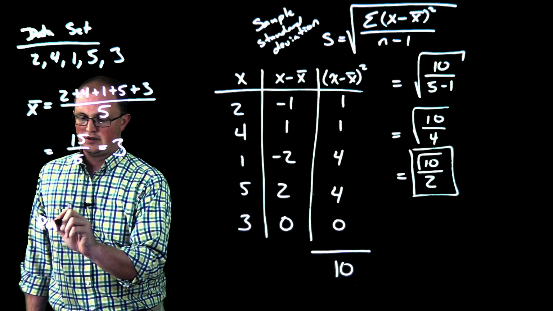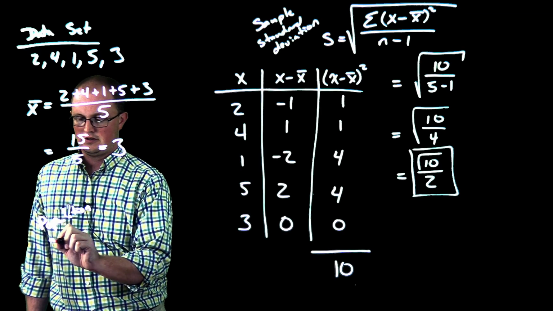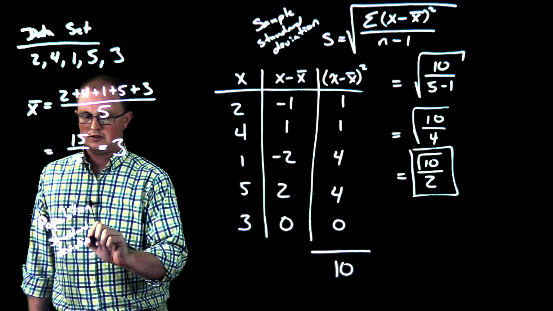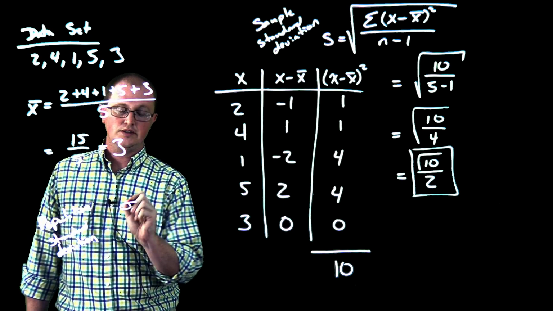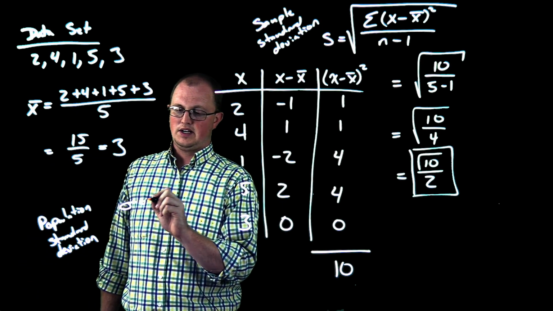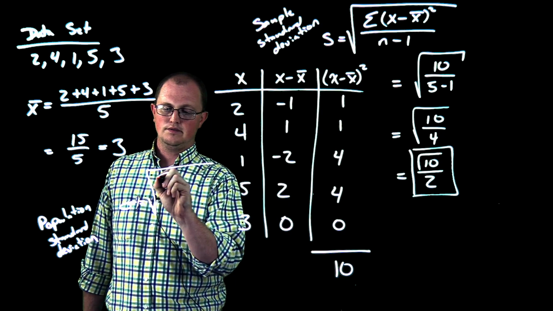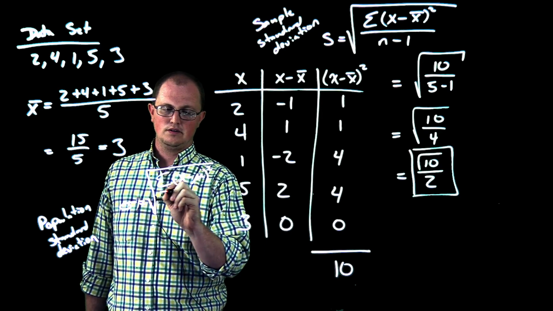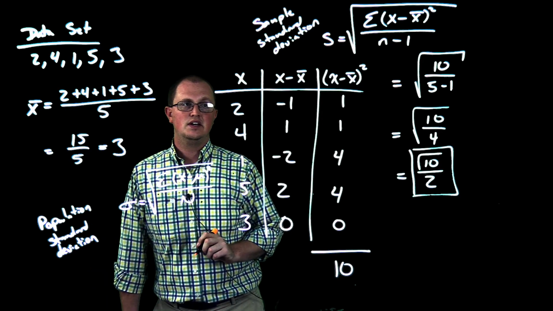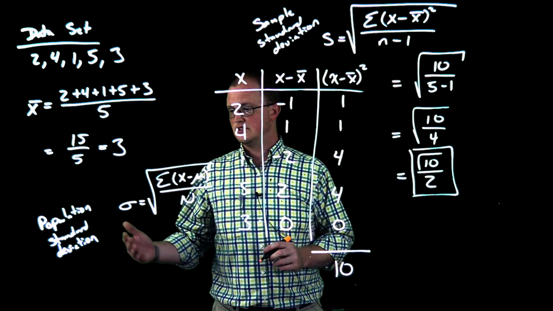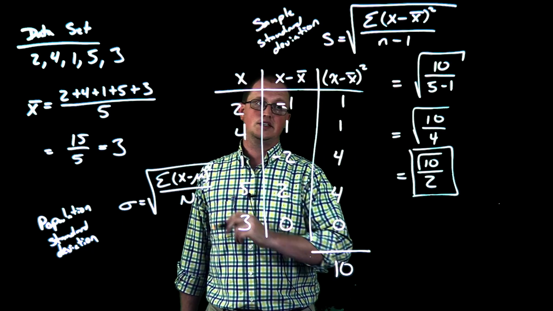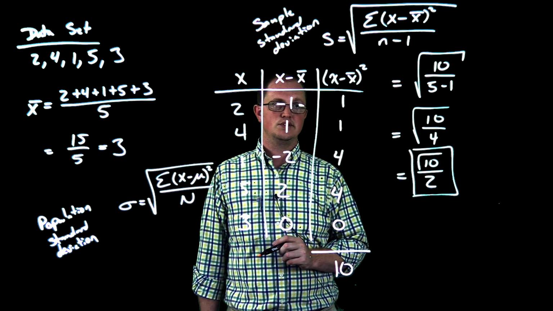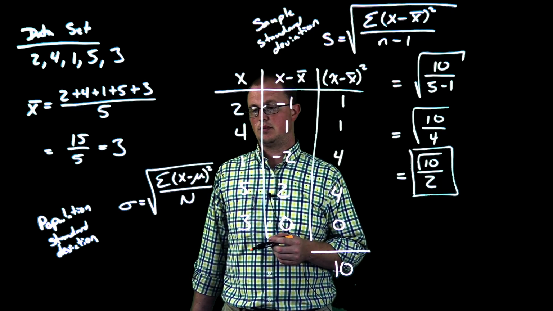So population standard deviation is denoted with a sigma, and it is the square root of the summation of (x minus mu) squared all over N. And we use a little bit different notation here because it's population standard deviation. Mu stands for the population average, and the capital N represents the total number of elements of that population.